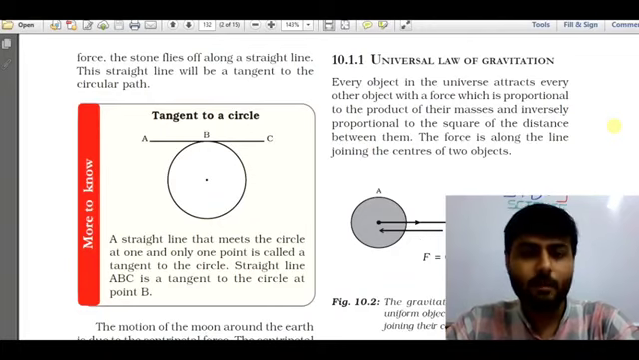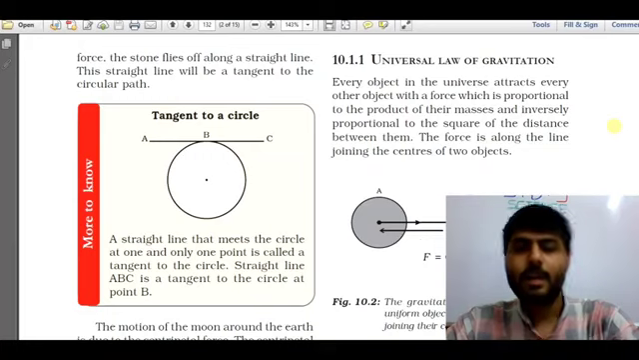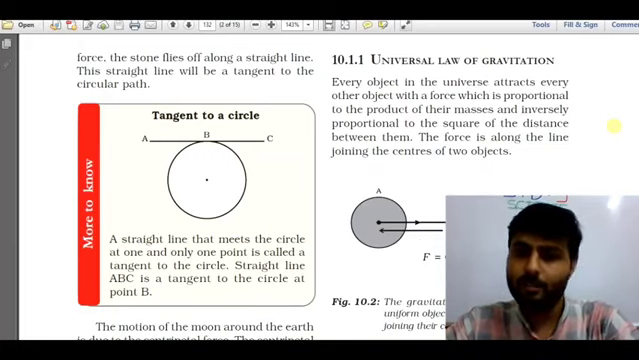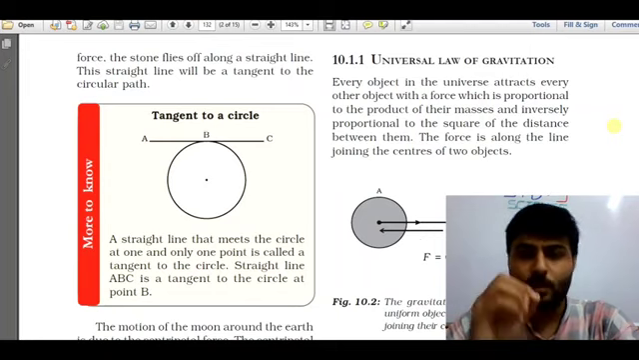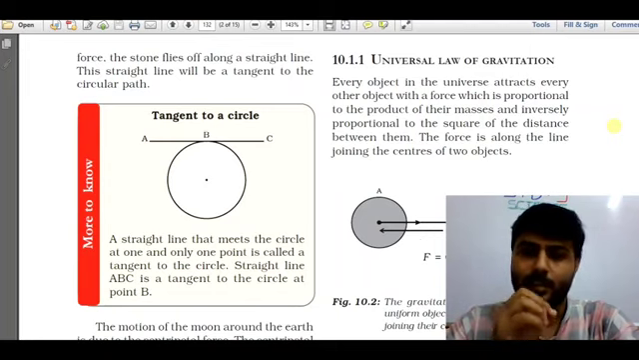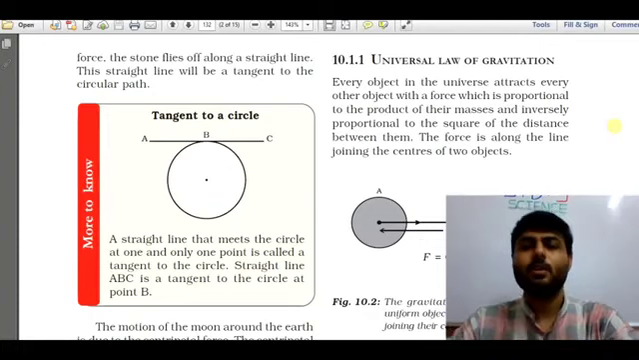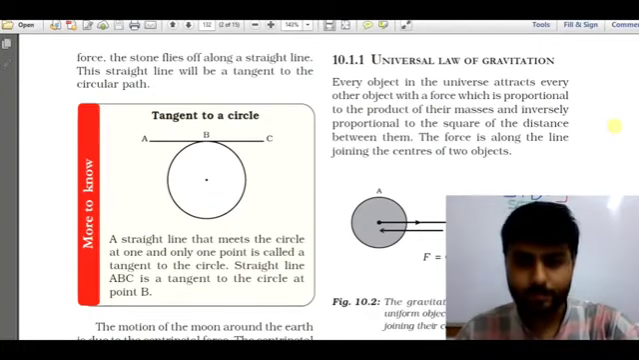In this class, we will continue with our chapter number 10, that is gravitation. Let's see point number 10.1.1. I hope you are sitting with your textbook and a different color of pen to mark important points and questions. So let's begin this session.